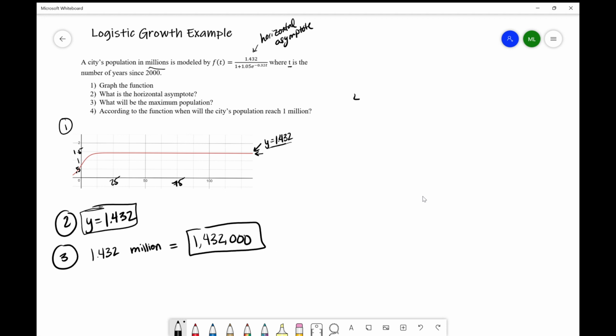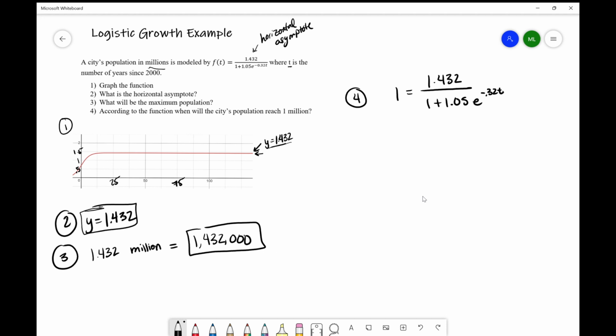And for the fourth one, I'll write this out here because this one requires a little bit more work. According to the function, when will the city's population reach 1 million? I want to know when I will reach 1 million, so I'm looking for the time here. So I will set the whole function equal to 1 because my output is in millions: 1.432 all over 1 plus 1.05 e to the negative 0.32t.